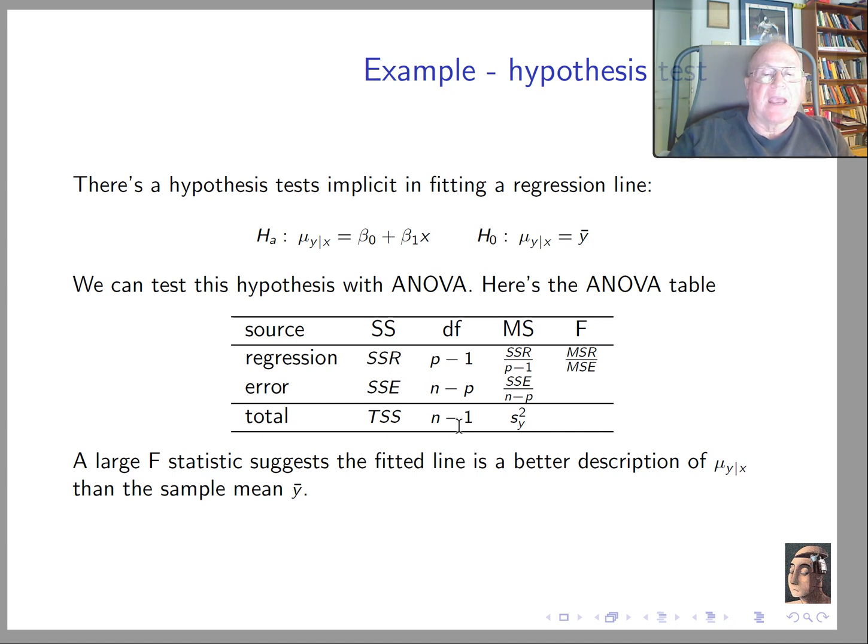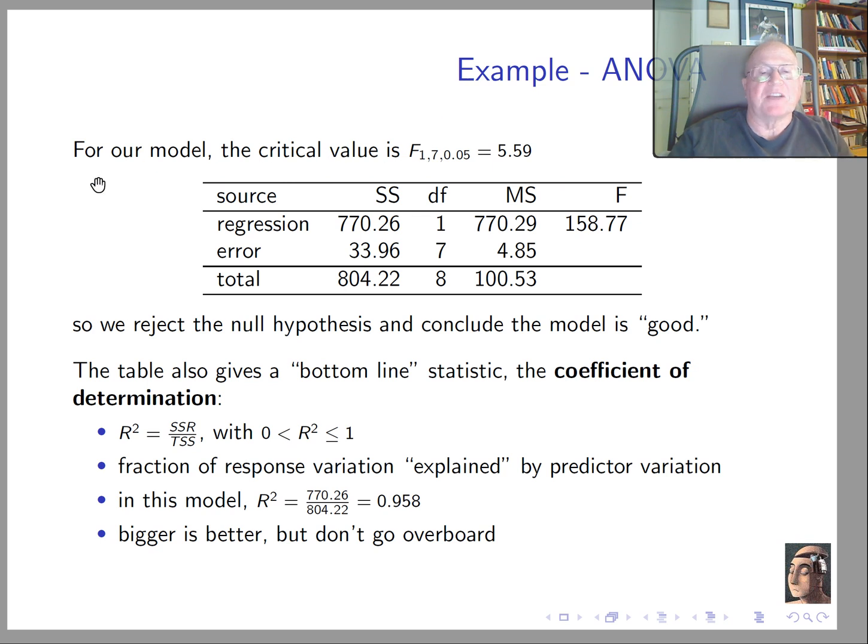Degrees of freedom: n minus 1 overall, p minus 1 for regression. What's p? P is the number of parameters. Count the betas, in other words. And then you just take the difference here, n minus p degrees of freedom for error. Then, as usual, take sum of squares, divide by degrees of freedom to get mean square. Take mean square for regression, divide by mean square error to get an F statistic, which we can then test. A large F statistic suggests the fitted line is a better description of the conditional mean than the sample mean would be by itself. So here's an example from our example. If we look at the ANOVA table, we see you have 1 degree of freedom in the numerator and 7 degrees of freedom in the denominator.